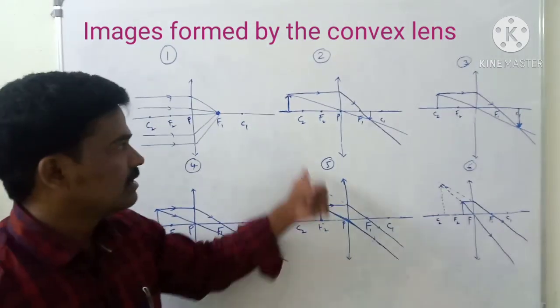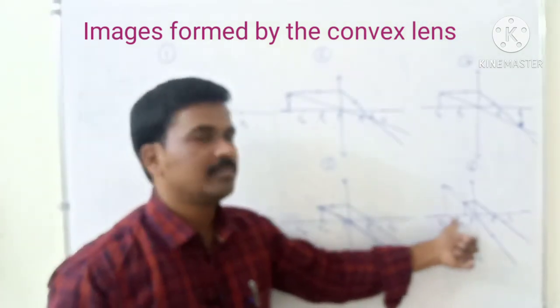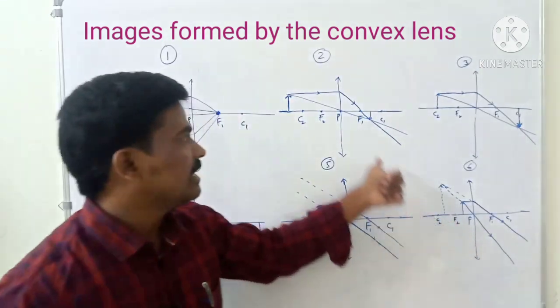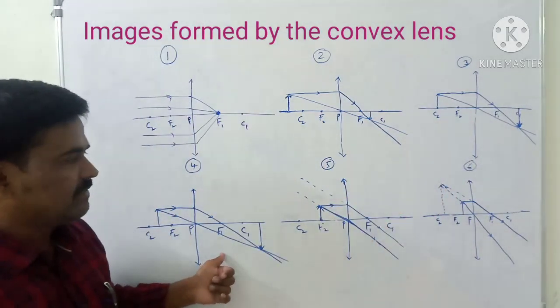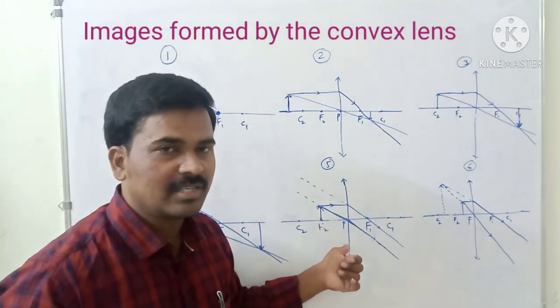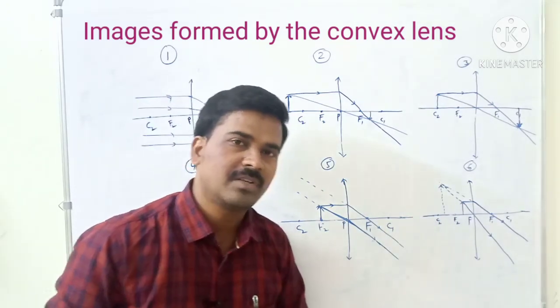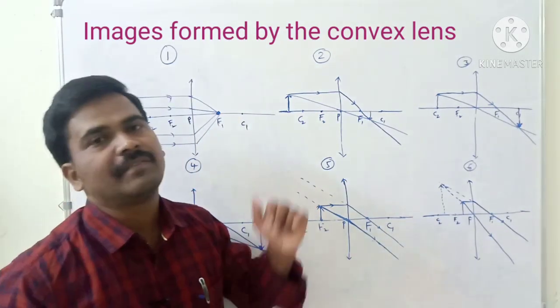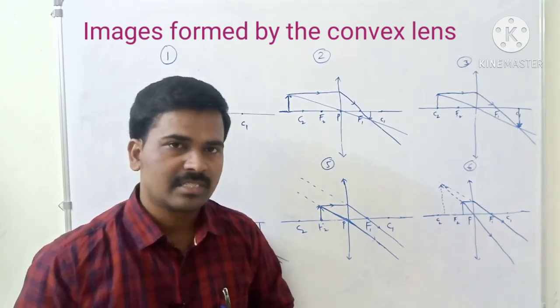By the convex lens we get different types of images and different sizes. We get real images in four positions, and here we get a virtual image. The sizes are diminished here, equal here, magnified here, and here there is no size, we can't say. So many types of images and positions we get with the convex lens. In the next class we will discuss the concave lens.